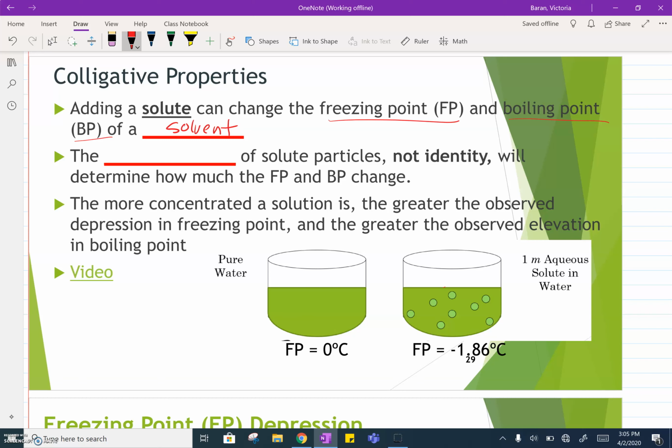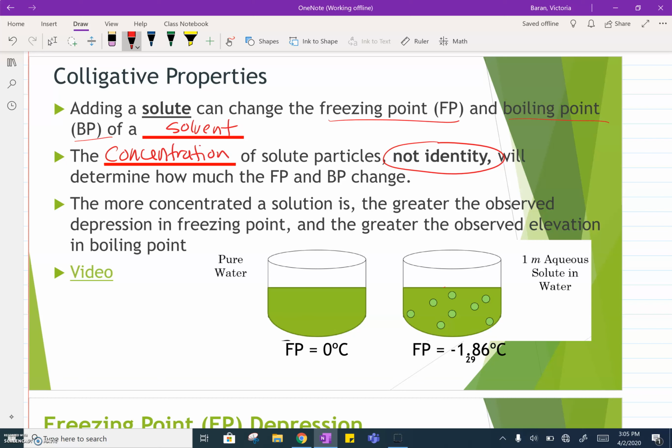And this change in freezing point and boiling point does not depend on the type of substance. So it doesn't matter if we were using potassium iodide or NaOH, the change in the freezing point and the boiling point of the water would be the same if you were using the same amounts. And how we measure the amount is through concentration.